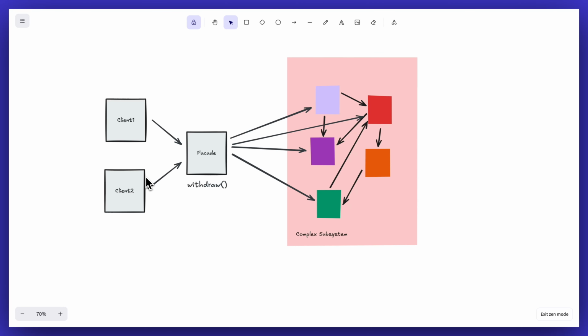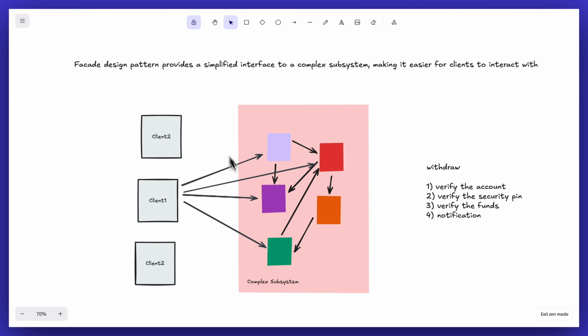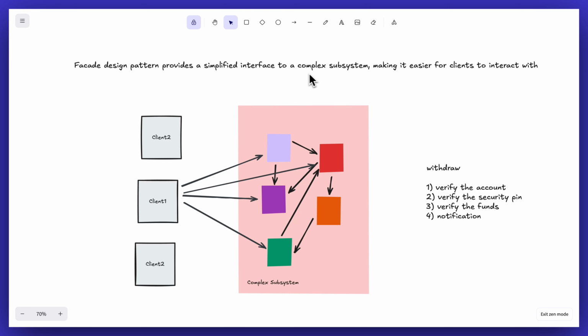Like, they can interact with the classes if they want, but if they want to withdraw the money, they can directly use the facade, because the facade has already implemented that logic. So in simpler words, we are centralizing the logic in the facade so that all the clients can use that logic. Okay. So the facade has exposed one simplified interface, and it is interacting with the complex subsystem on behalf of the client.